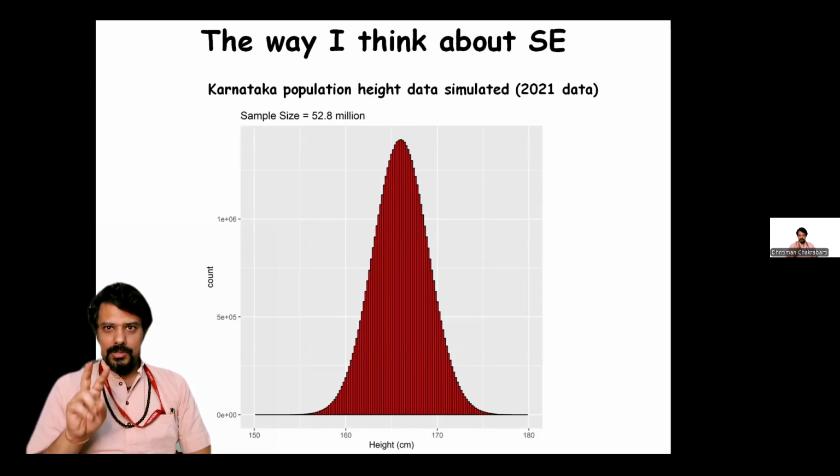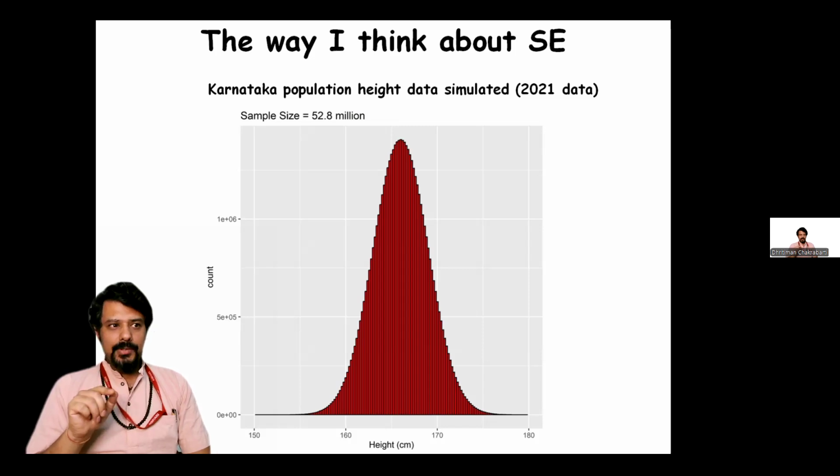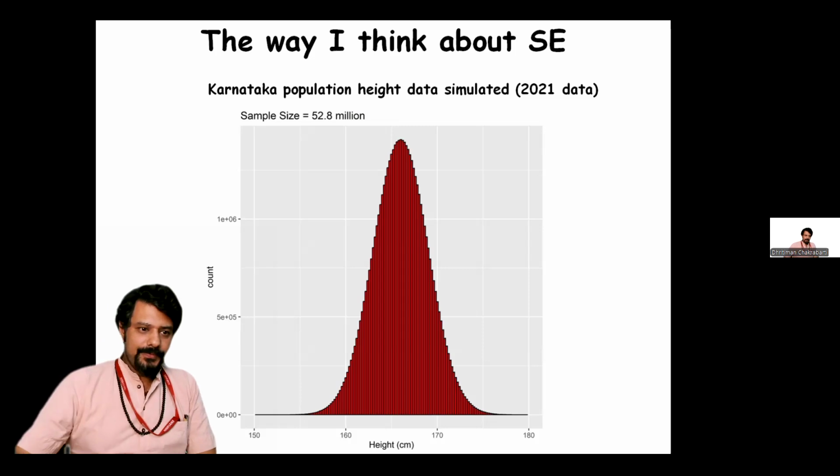Using these two variables, the mean and the assumed standard deviation, I was able to randomly generate the height distribution of Karnataka residents. The sample size I took was the population of Karnataka at that point of time, 52.8 million. Using that, I generated the random data, and this is the histogram of that randomly generated height data of Karnataka.